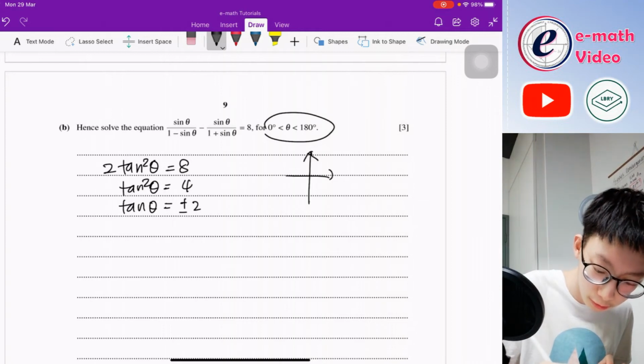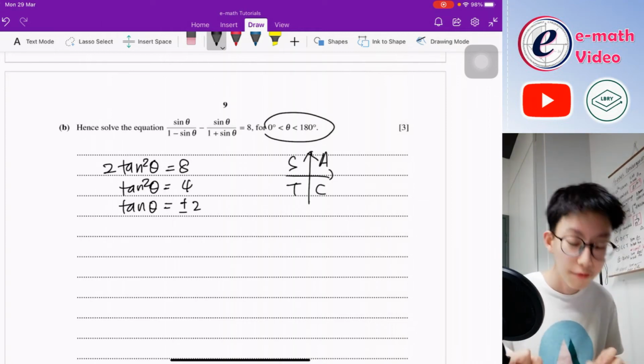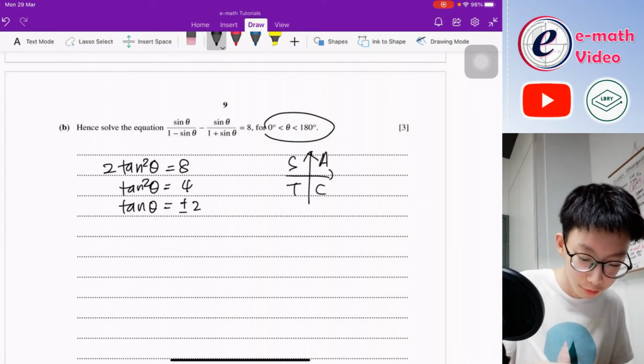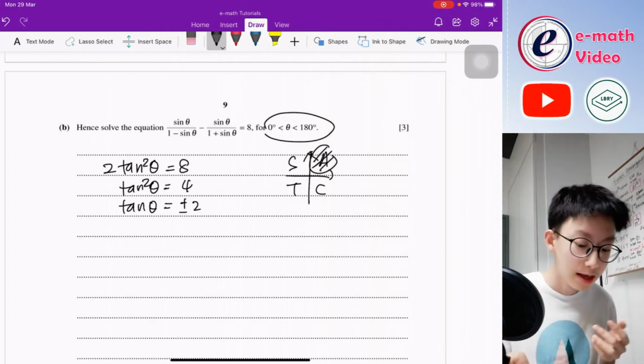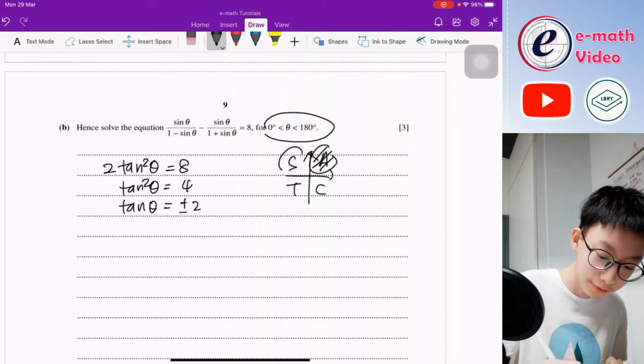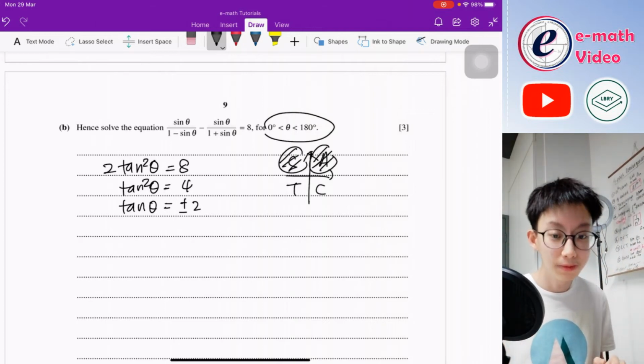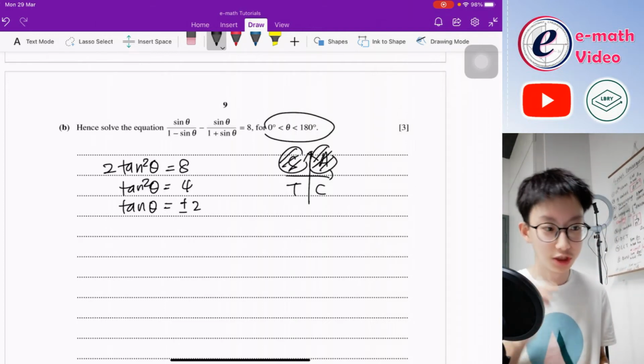When it is positive, it is quadrant 1. It can't be quadrant 3 because it's out of the range. When it's negative, you know it is from quadrant 2. Can't be quadrant 4 because also out of the range.